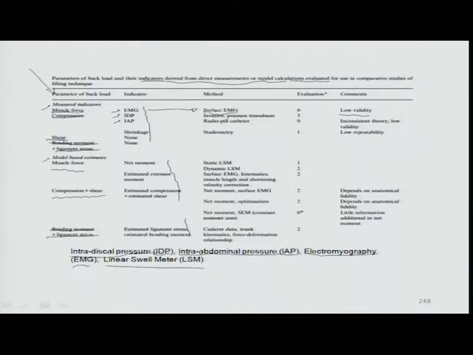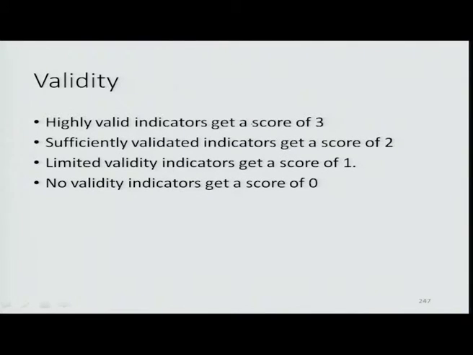So, there is an indicator which has been rated. If the indicators do not have sufficient validity, you give a score of 0. If the indicators have limited validity, you give a score of 1, and then a 2 when it is sufficiently validated. If it is a highly validated indicator that would indicate whether there is a higher amount of compression force or shear stress, such indicators are rated number 3.